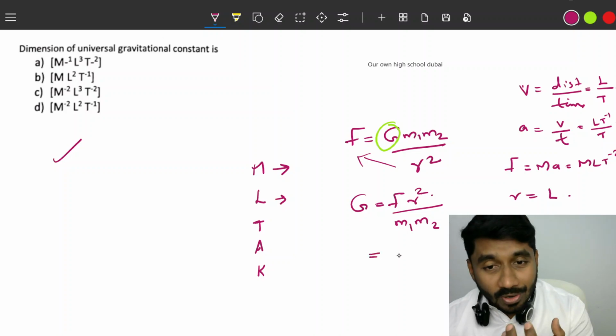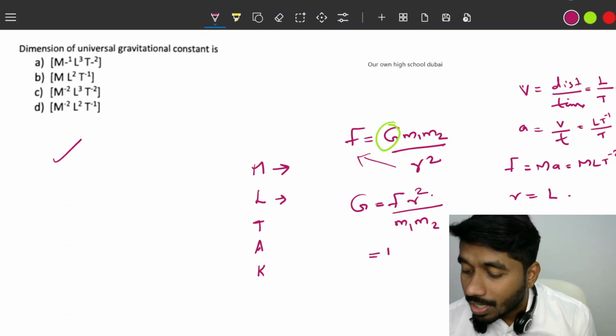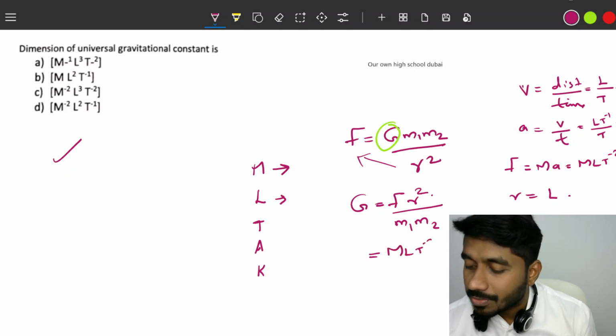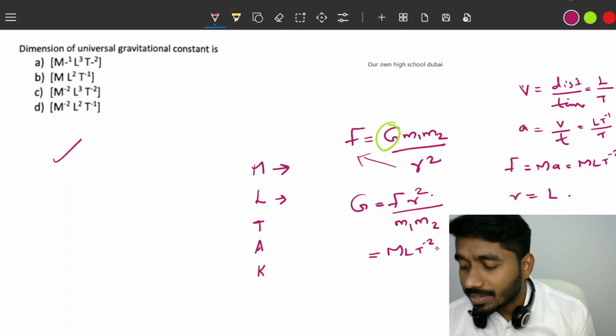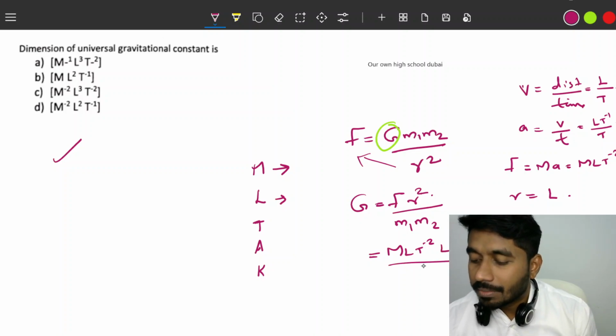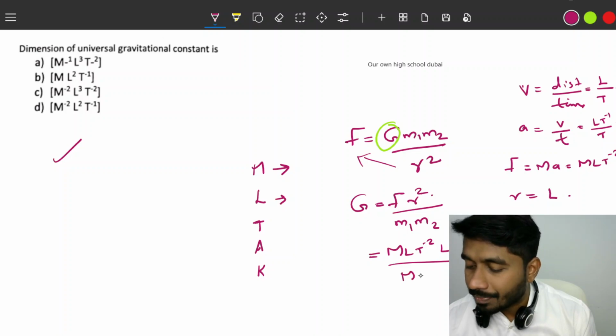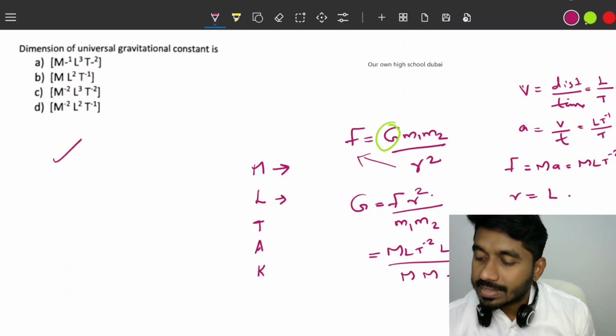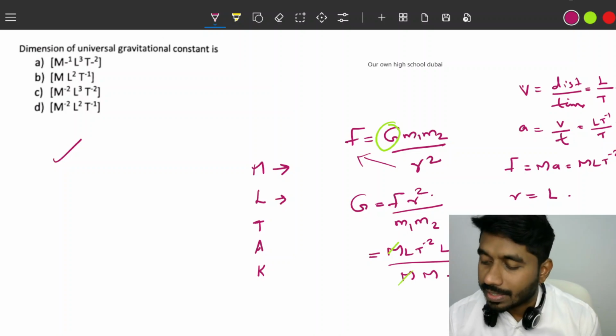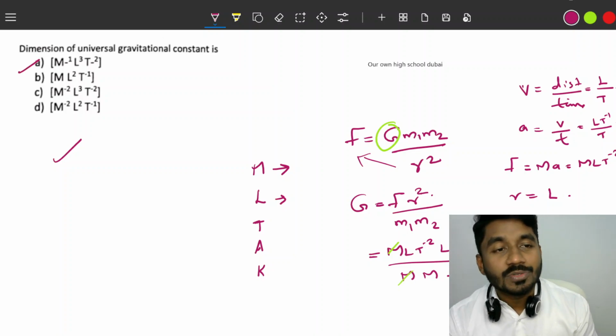So let's substitute all the dimensions in this equation. What is F? M L T raised to minus 2. What is r square? It is L square. And what is m1 m2? M into M. So you can cancel one M from the numerator and the denominator, so that the M goes into the denominator. It becomes M raised to minus 1, L cube, T raised to minus 2. So we can select the option as A.